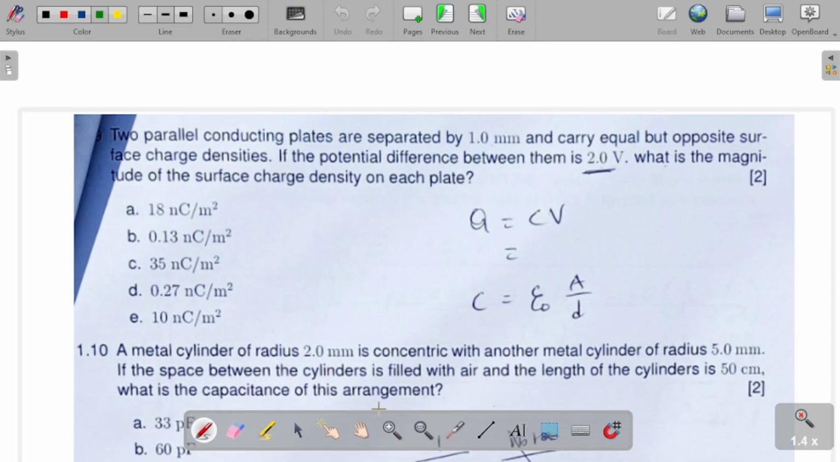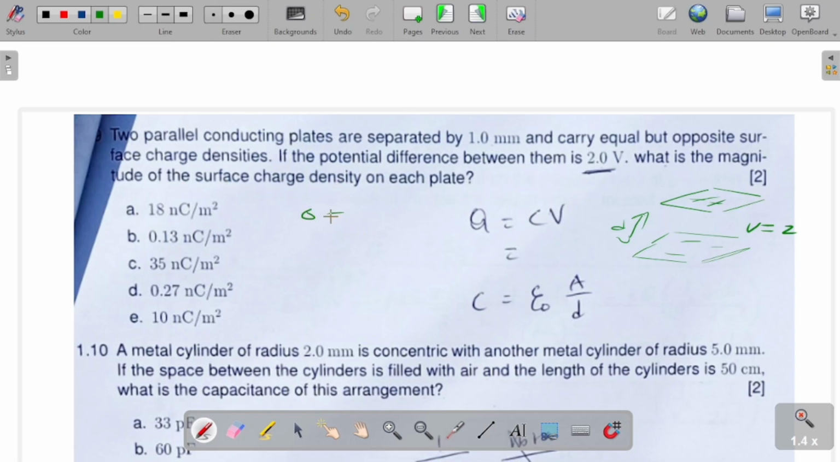We have two plates. You know a capacitor, guys. A capacitor has those two plates. Positive charge above, negative below, separated by this distance. We have 15 minutes left. Equal but opposite. If the potential is 2, that's saying the voltage is 2 volts. What is the magnitude of the surface charge density on each plate?